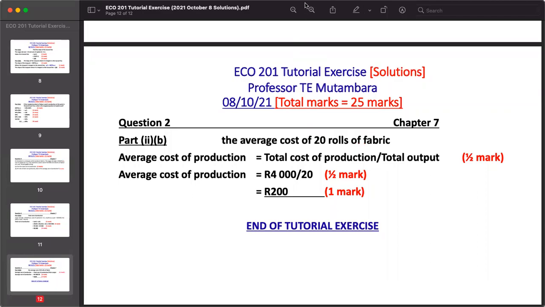You can just pause at certain points in the video if you feel that maybe I've gone a bit too fast, but that is it.